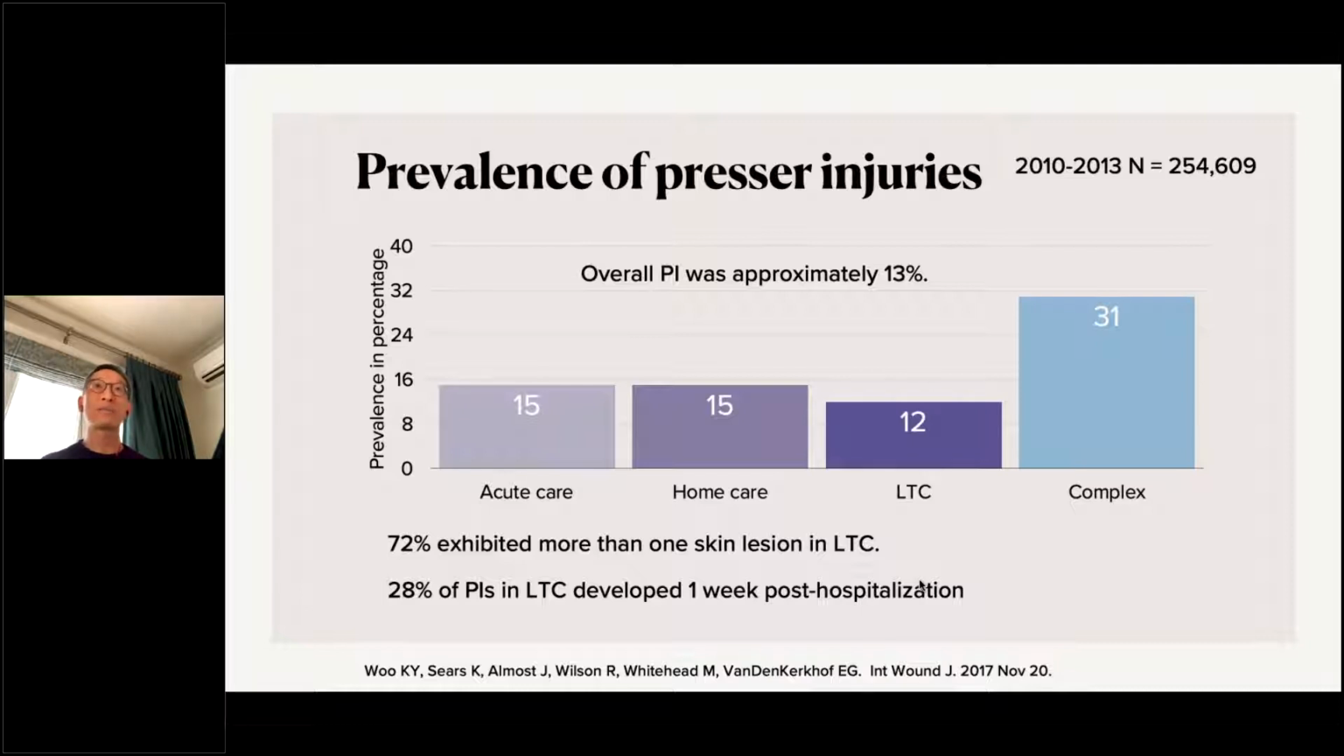They may have existing pressure injury or other skin lesions already. They're usually immobile. They may be on ventilators. So a very, very complex population, as you can imagine.